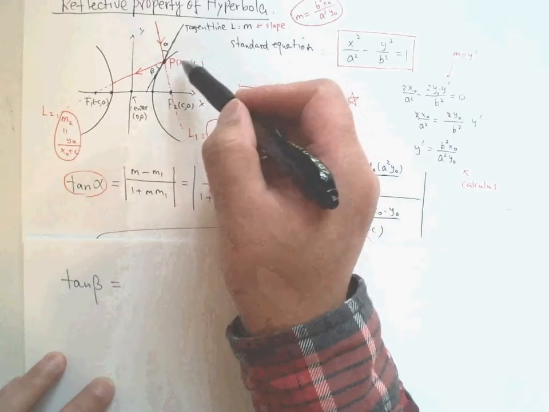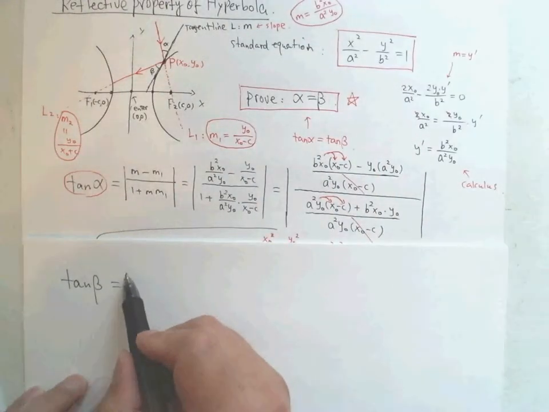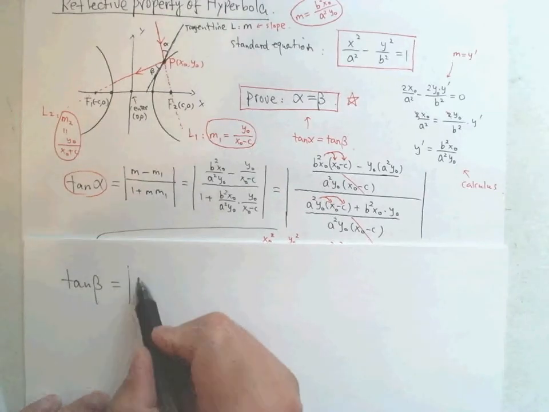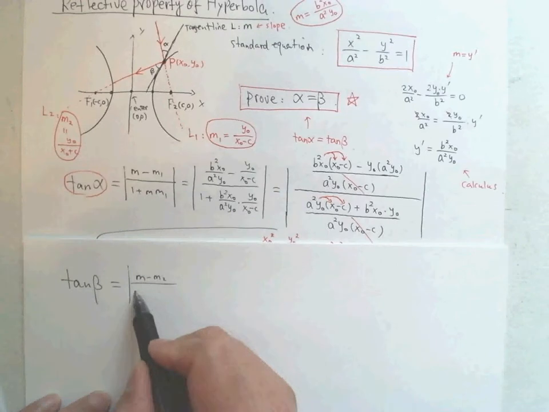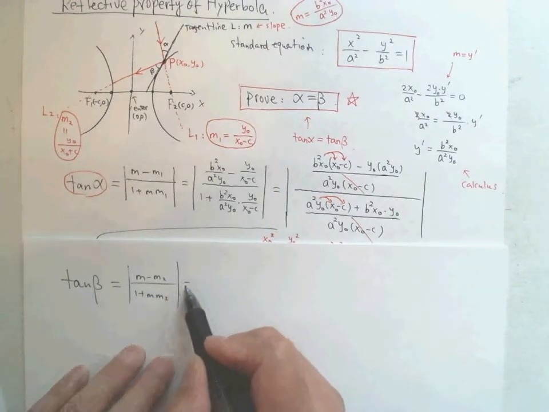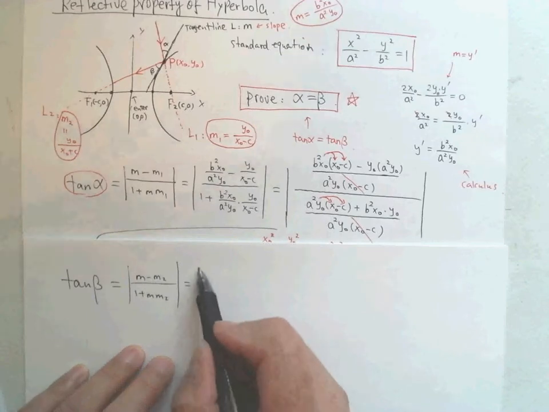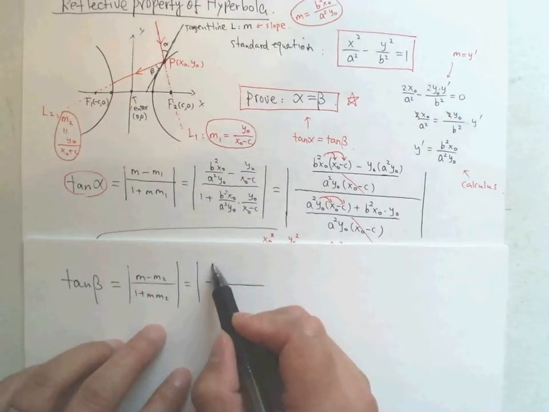The tangent line has slope m, L2 has slope m2. So we use the angle between two straight lines formula. This time it is m minus m2, almost the same. I will go much faster than the first. I plug in. What is m? Put it here.